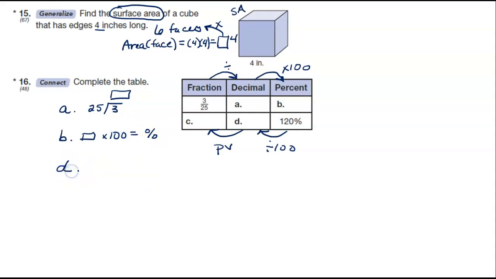Then let's take a look at D, it's actually easier to do D than C. So D, we're going to take 120% and divide by 100. You should get 1 point something here. And depending on the place value, this is actually going to be 1.2. So the 2 is in the tenths place. If I say this out loud, I have 1 and 2 tenths, and you need to reduce.